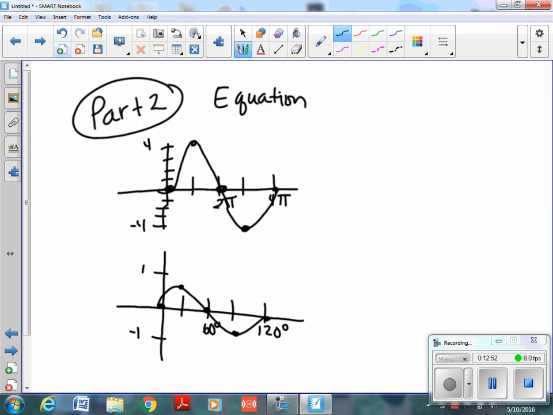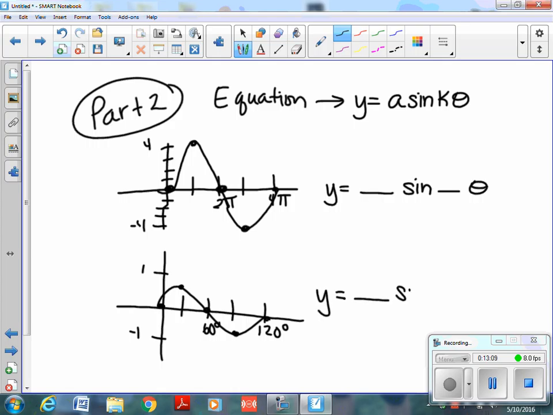You need to come up with the equation, and here's the equation. Y equals a sine of k theta. So, you're going to write y equals something sine of something theta. Same thing for this one. Y equals something sine of something theta. You're going to fill in those 2. Do you notice that the amplitude is in your equation? And the cycle. 2 of the 3 things are in your equation. No, period is not in there, only amplitude and cycle.